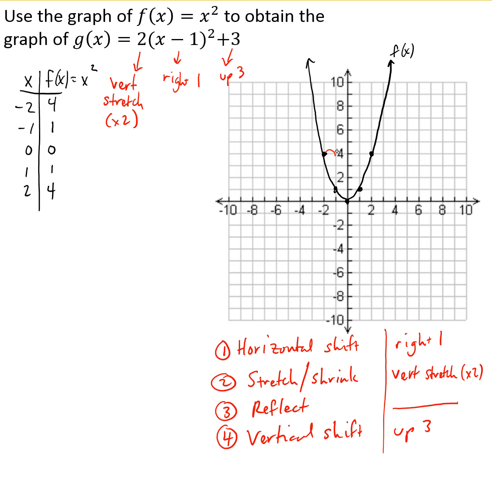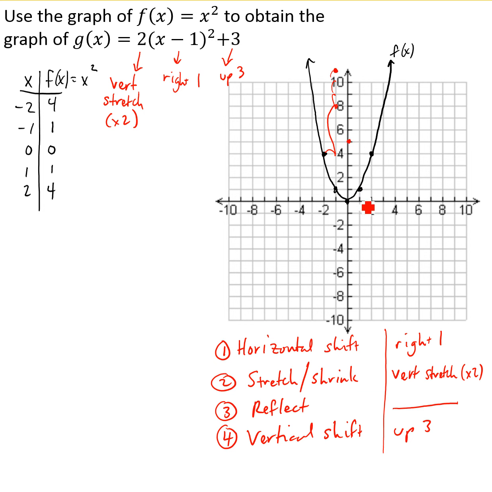So we're at -1, 4. Doubling the y coordinate is going to put us at -1, 8. And then we'd want to go up 3. So up 1, 2, 3. That would put us at -1, 11. And then do the same thing for each of the other 4 points. Go right 1, vertical stretch by a factor of 2, and then go up 1, 2, 3.